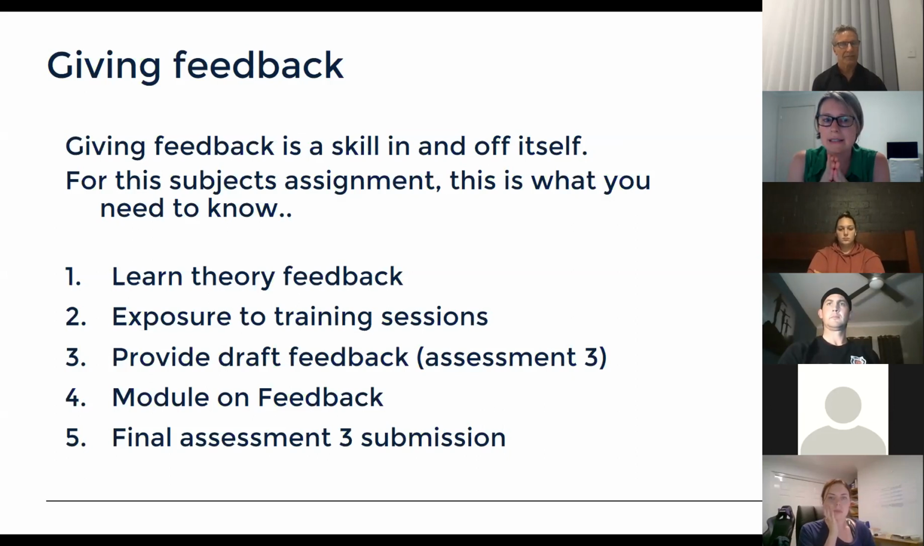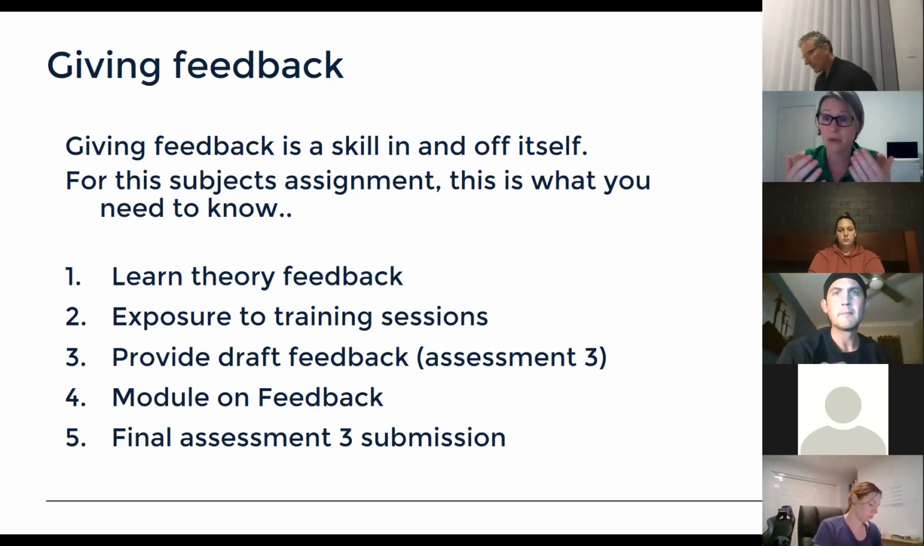So it is a skill in and of itself, and basically you tend to give feedback to anyone that's teaching. In your mind already, you go, this is good, this is not so good. If I were giving the same training, I would do it a different way. We're actually trying to capture that, align it with some theory, which Chris will enlighten you on, and then link it to your training sessions.